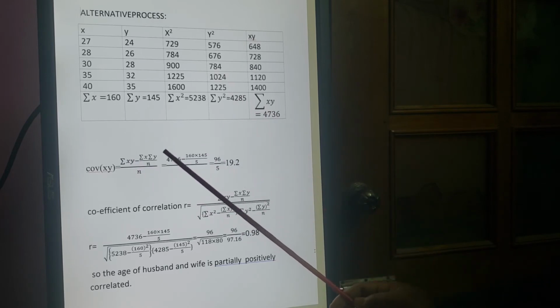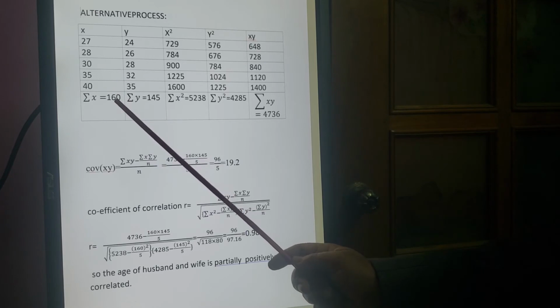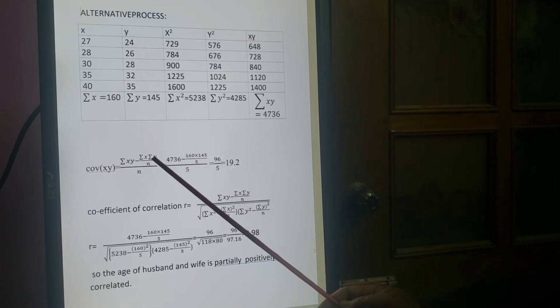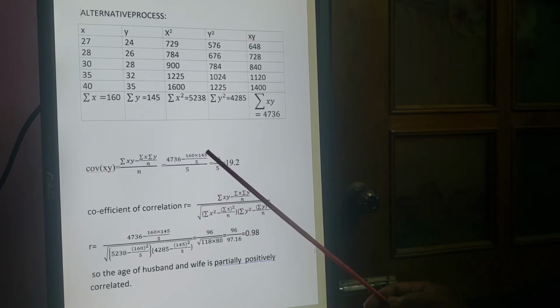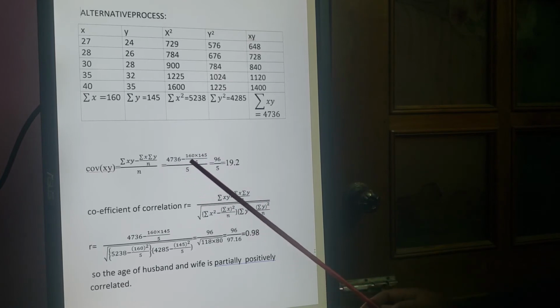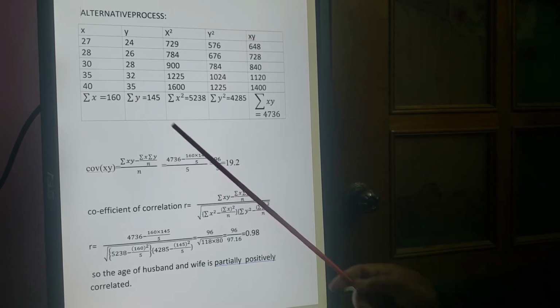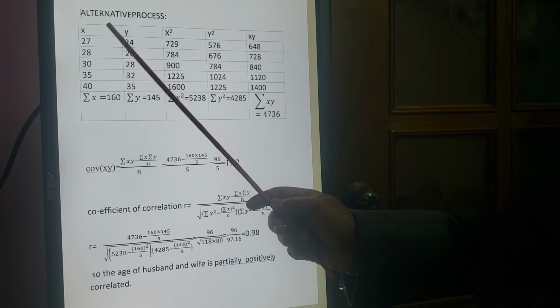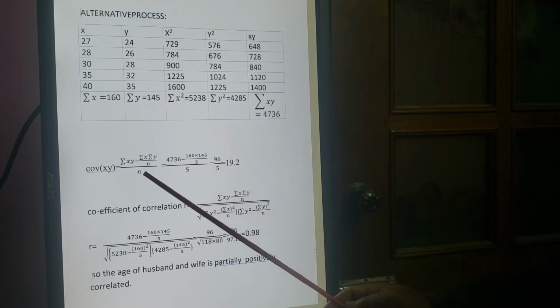4736. What is summation x? 160. What is summation y? 145. What is the value of n? 5. How is it 5? 1, 2, 3, 4, 5. And n, this is also 5.